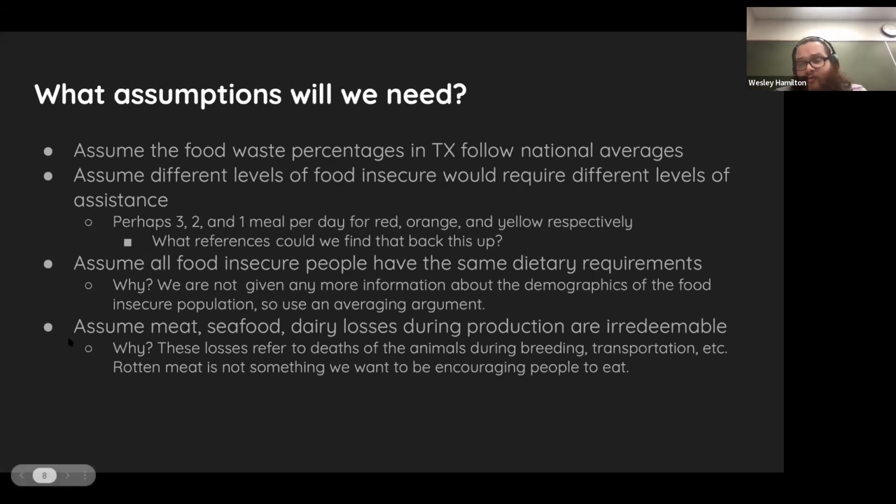And so getting back to the question of, well, maybe some food is savable, or some food waste you can recover, some other you can't. Maybe you'd say, well, meat, seafood, and dairy products that are lost or wasted in some capacity, those are irredeemable, and you can't actually use them to feed the food insecure population. Of course, depending on how you set up your model, this assumption that some of the stuff can't be recovered may be easier to work with. It may make the model more complex and more difficult to work with.